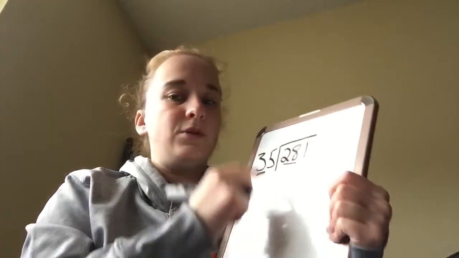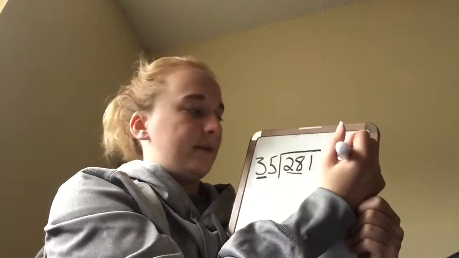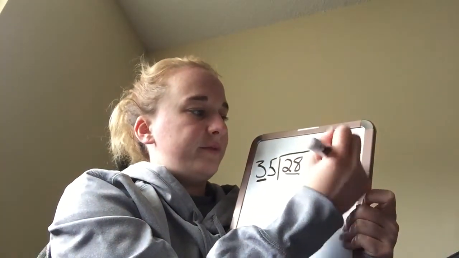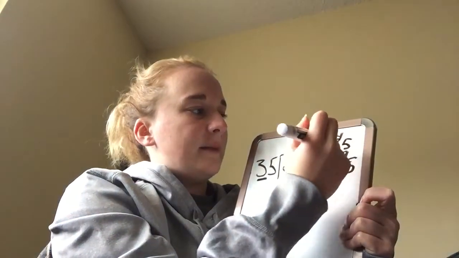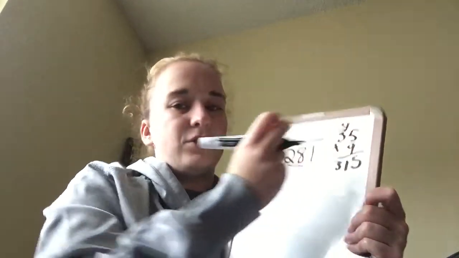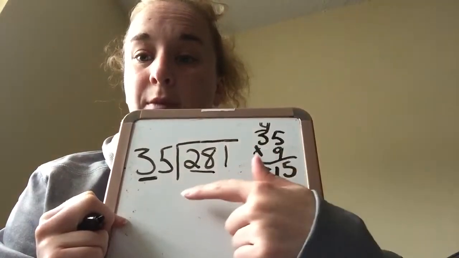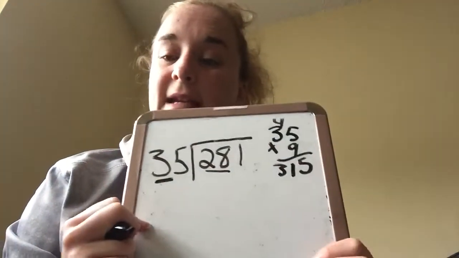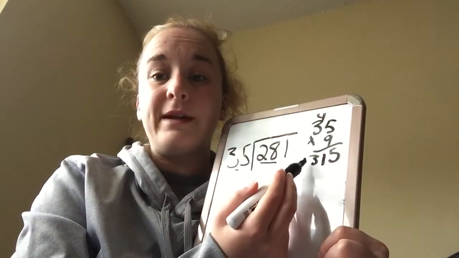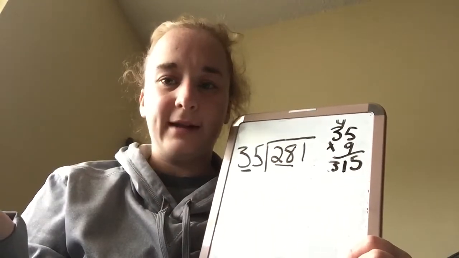So what I'm going to do is I'm going to do 35 times 9 over here on the side. And I'll try to angle it so you guys can see. So I'm going to do 9 times 5 is 45. 9 times 3 is 27, plus 4 is 31. That gives me 315. Now, typically we would put the 9 up top and we would subtract 315 from 281. But guess what? Because 315 is bigger than 281, we can't subtract that.